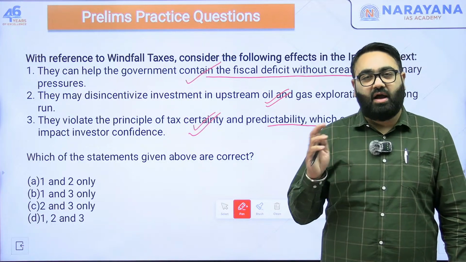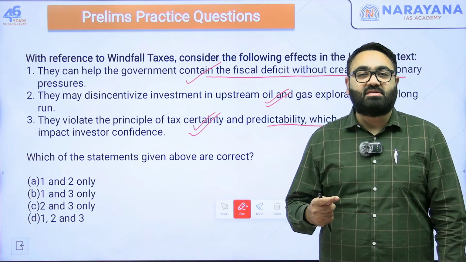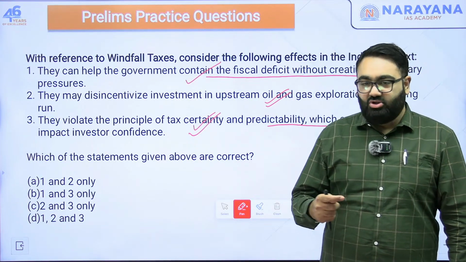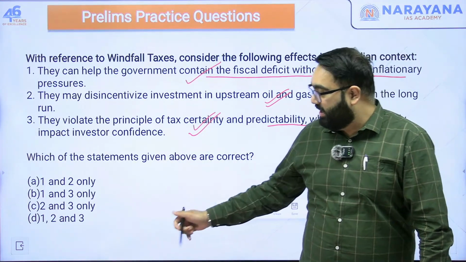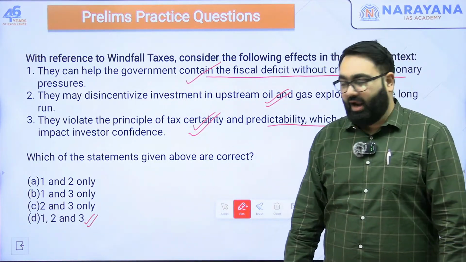So this is again the argument that it's unpredictable. It discourages the investors from bringing in their capital. So the answer in this case would be all these three are correct. D. 1, 2 and 3 here are absolutely correct.